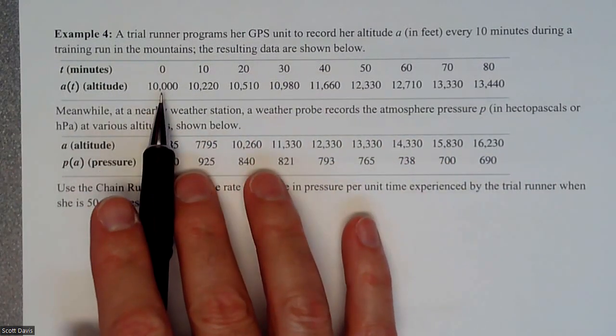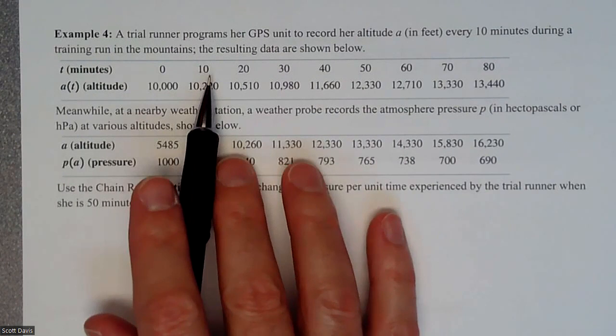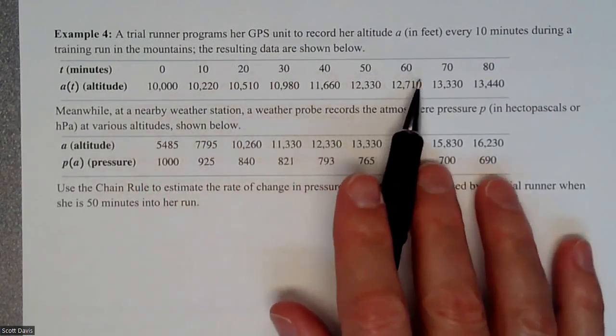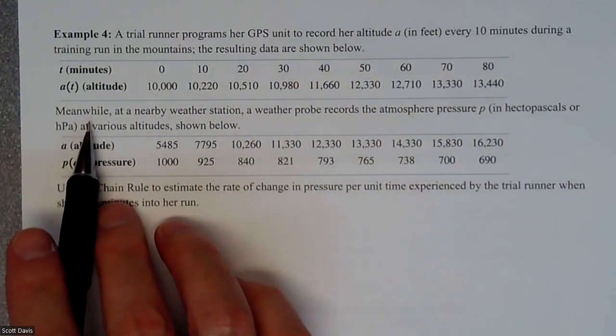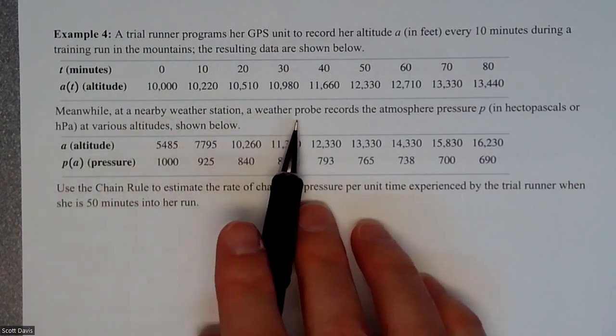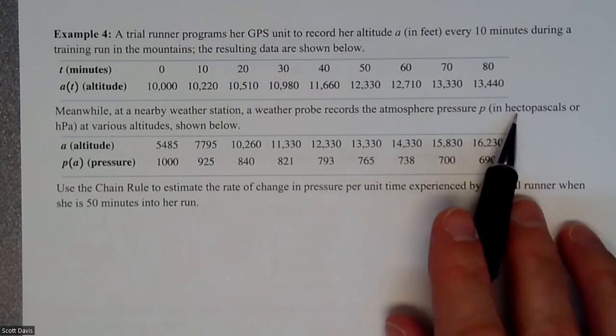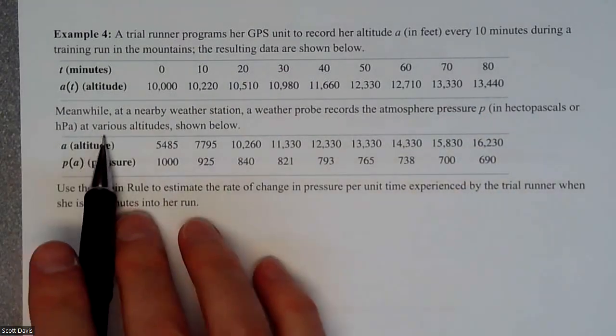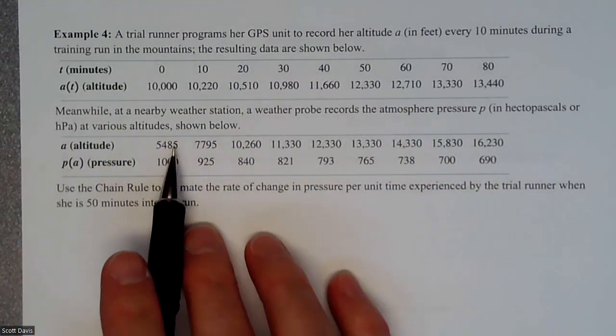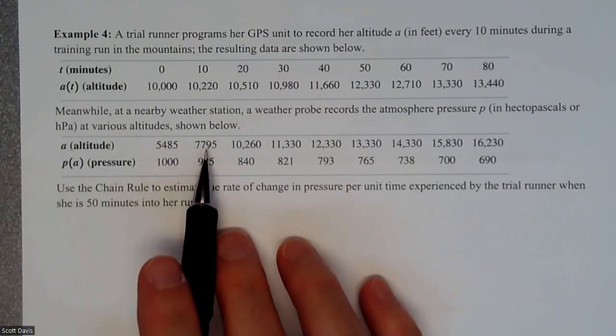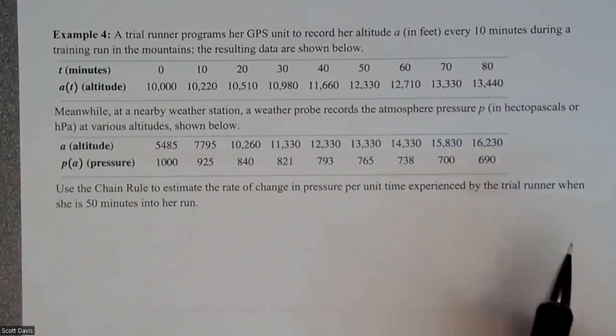So time zero, she starts at this 10,000 feet. And then every 10 minutes, we're increasing our feet as she's going up the mountain. And then meanwhile, at a nearby weather station, a weather probe records the atmosphere pressure P in hectopascals at various altitudes shown below. So at this altitude, this was the pressure, and it's decreasing the higher we go.